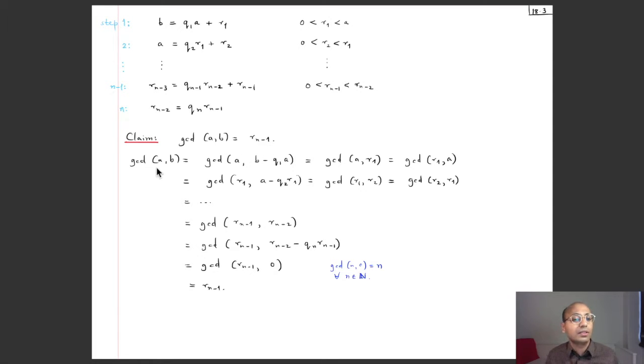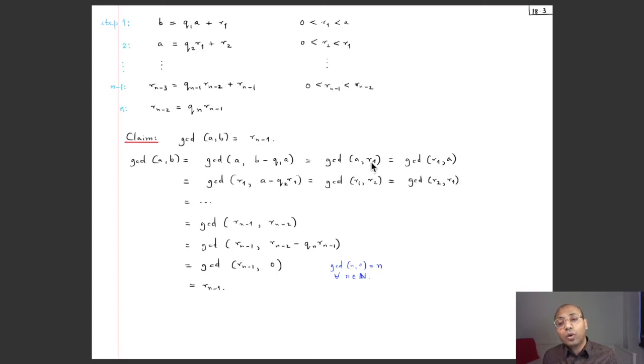So let's justify this claim. Now the GCD of A and B is not changed if to B I add any multiple of A. So the GCD of A and B is the same as the GCD of A comma B minus Q1A, where this Q1 is this first quotient. And we note that B minus Q1A is then just R1. So this is the GCD of A comma R1.